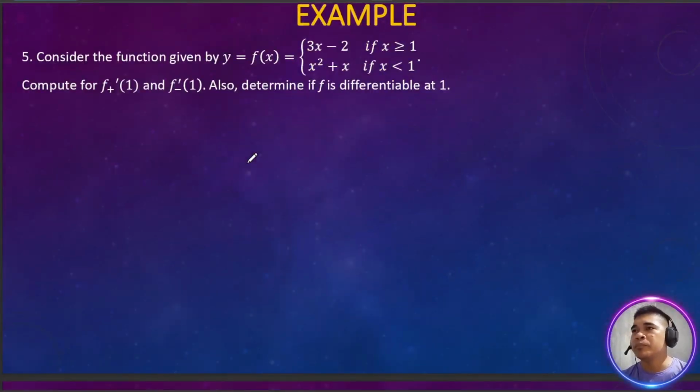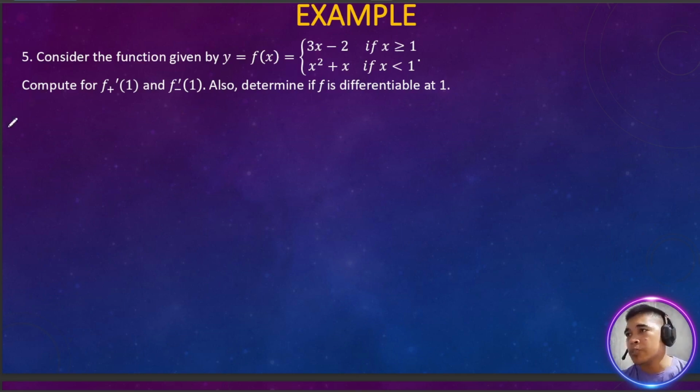Example number 5. Consider the function given by y is equal to f of x is equal to 3x minus 2 if x is greater than or equal to 1, and f of x is equal to x squared plus x if x is less than 1. Compute for the right-hand derivative of function f at point 1 and the left-hand derivative of function f at point 1, and determine if f is differentiable at 1.